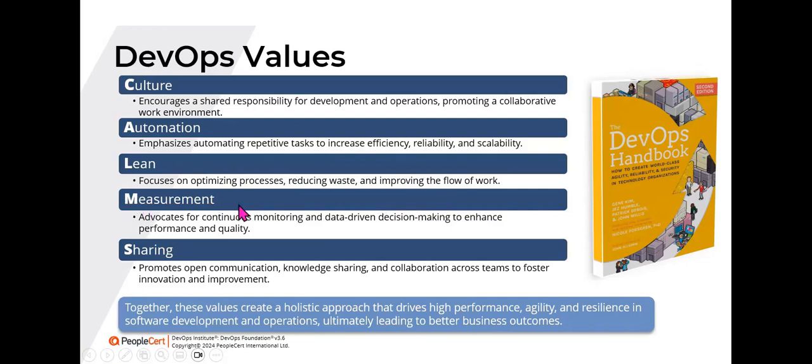Measurement is more than just metrics, but certainly can include metrics, looking at various kinds of monitoring data, making decisions based on data, in general, with a targeted purpose to enhance performance and quality. And finally, sharing is promoting open communication, knowledge sharing. This is proactive, not just after the fact. Collaboration across teams that helps not only deliver, but improve innovation and overall improvement. So together, these values create a holistic approach, driving high performance, agility, resilience, in software development and operations, ultimately leading to better business outcomes.